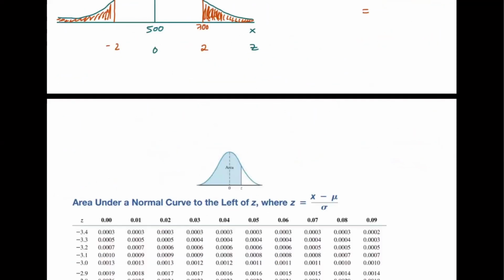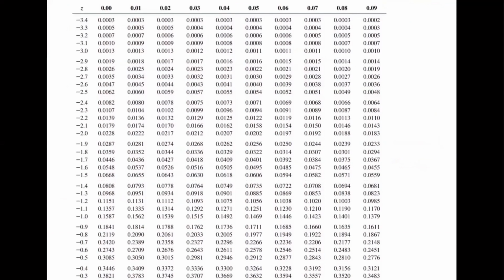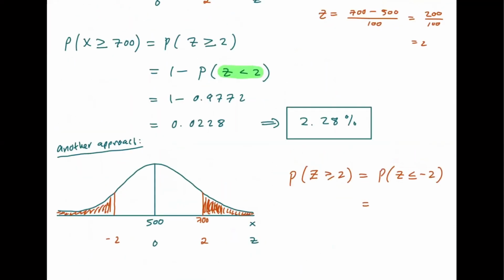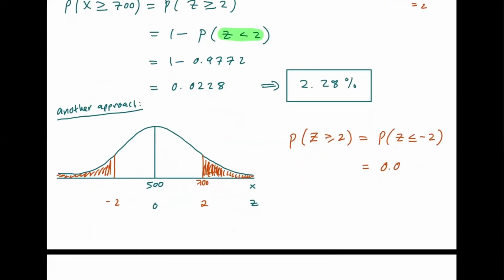So I go down and look for a negative z-score of -2.0. So it's supposed to be somewhere right here. So -2 right here, 0.00. This is the area, 0.0228. Note that this is the same thing that we got by doing the complement right above. So we know this is going to be 0.0228, and in percentages, this is 2.28%. So it's the same idea.